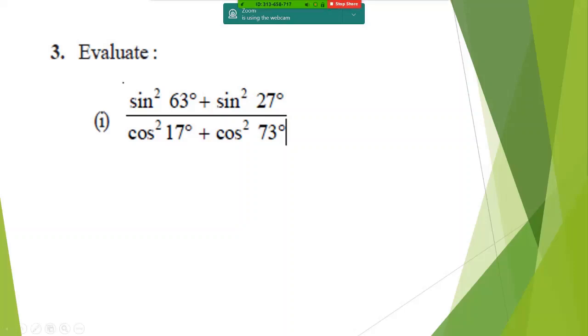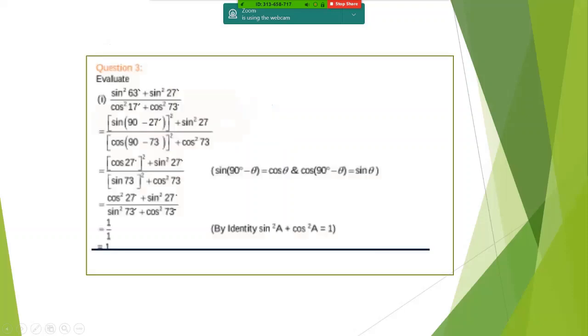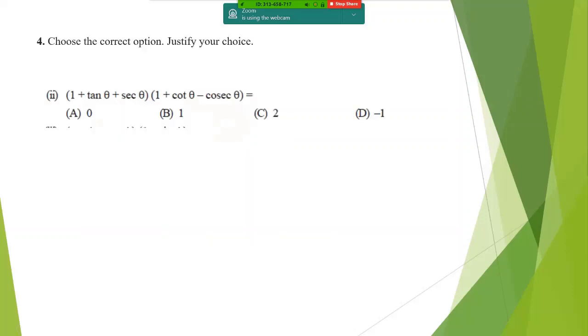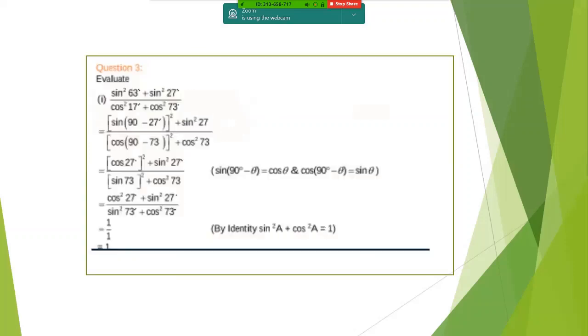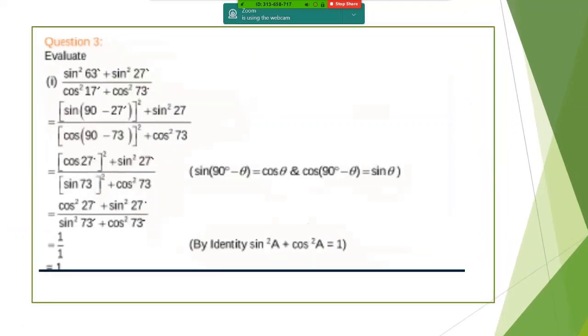Now, as you people can see, 63 and 27, again 17 and 73. What pair of angles do they make? Complementary. So shall we use the properties of complementary angles? Yes, ma'am. So that's how we are doing it here. 63 can be written as 90 minus 27 and 17 can be written as 90 minus 73.